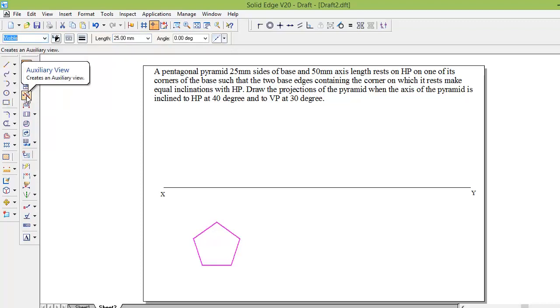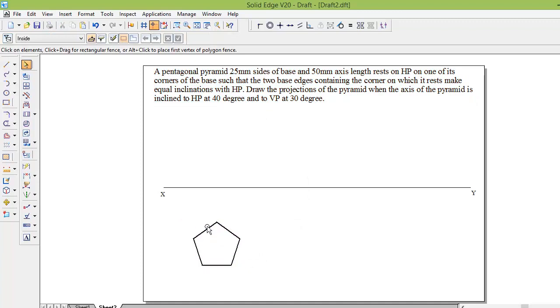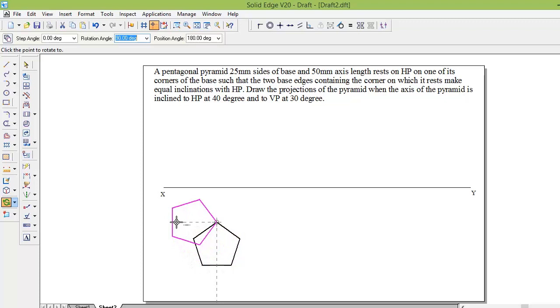You see here how it rests. It rests on HP on one of its corners of the base. Okay, so let's rotate the corner. It resting on a corner means this corner should come to the right side. So go to here, select this, rotate, select this point, rotation point. This is the center of rotation. Copy should be off. Just rotate it to 90 degrees.